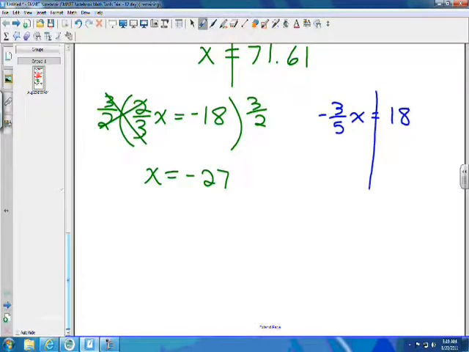Just another quick one of those. You don't have to write it down. Same thing. So what are we going to do here to get rid of this 3/5? Multiply by 5/3. It's negative, so make sure you do that. That all cancels. X equals what? Negative 30.